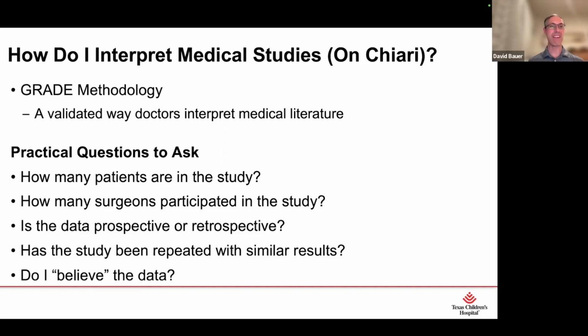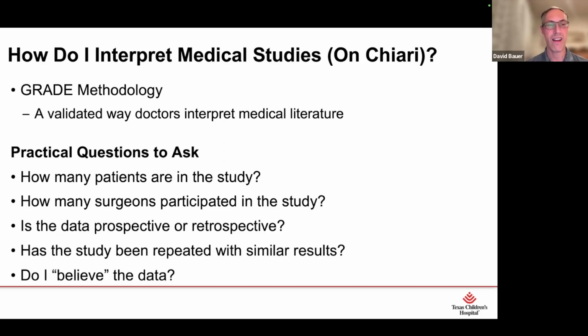And as a patient, what I might ask, and these are just practical questions to ask about a study: Gosh, how many patients are in this study? Are there 500 patients? If so, maybe I believe the results. But what if there are just 5 or 6 patients, or a case report, one patient? Could this be a fluke? Is this finding real? Also, how many surgeons participated in the study?